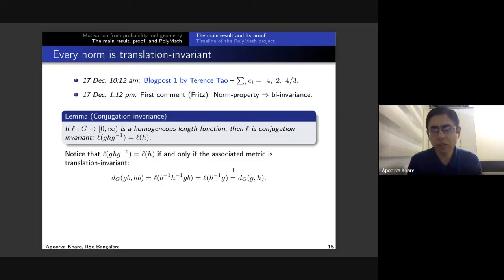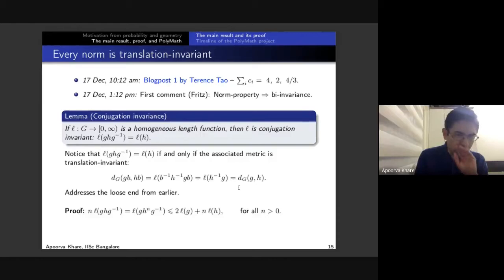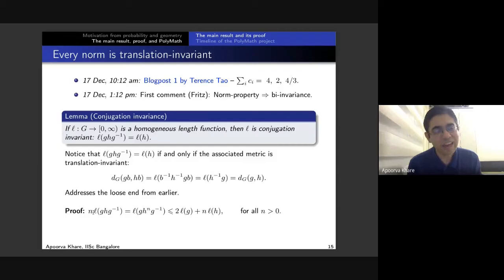Anyway, so how do you prove this statement? The proof is even smaller. Okay, it's really 2 or 3 lines here. Take a large integer n and multiply the length of this conjugate by n. Now, because you're talking about a norm or a homogeneous length function, this is the same as the length of the nth power of this element. But now by the triangle inequality or subadditivity, this is less than twice the length of g, because the length of g inverse was the length of g, plus n times the length of h.